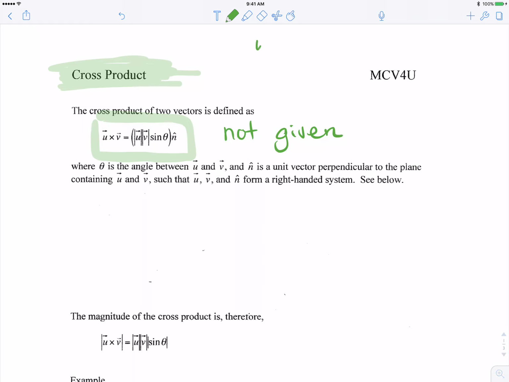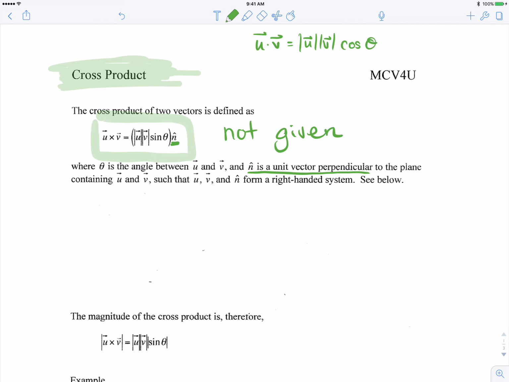Should I write that out maybe? If I were to do dot product, length of U, length of V, cos of the angle between them, but in this case, it's length of U, length of V, sine of the angle between them. And then you'll notice there's one additional term. It's that n term here. N is a unit vector that is perpendicular to the plane.